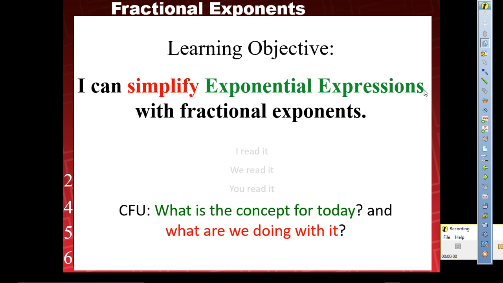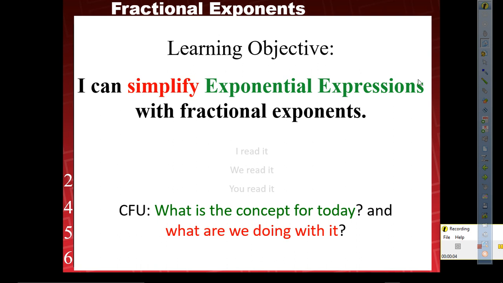Our objective for today: I can simplify exponential expressions with fractional exponents. Read together. 1, 2, 3. So we're showing the same concept, aren't we? Everyone, what is our concept? Yes, we're showing exponential expressions.